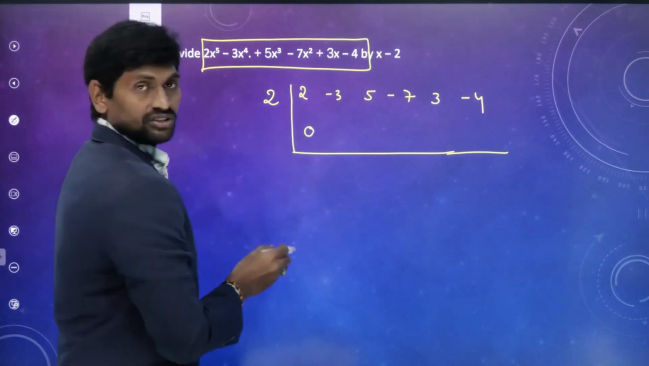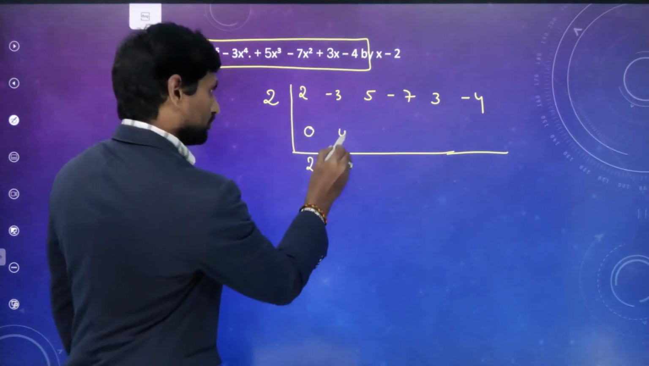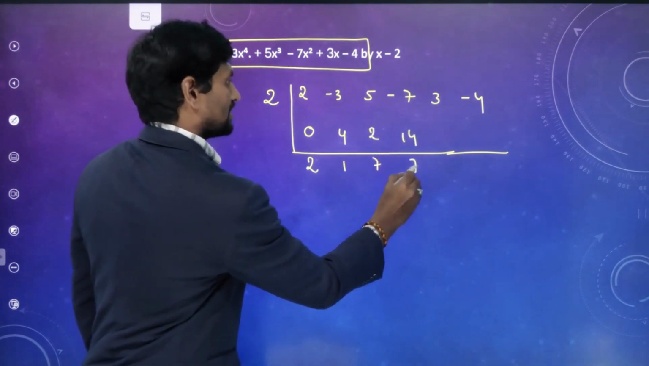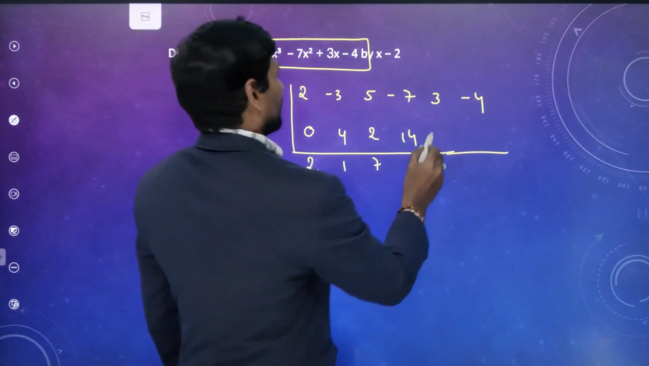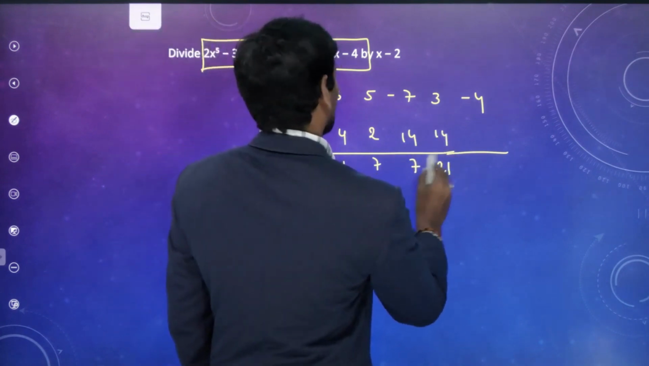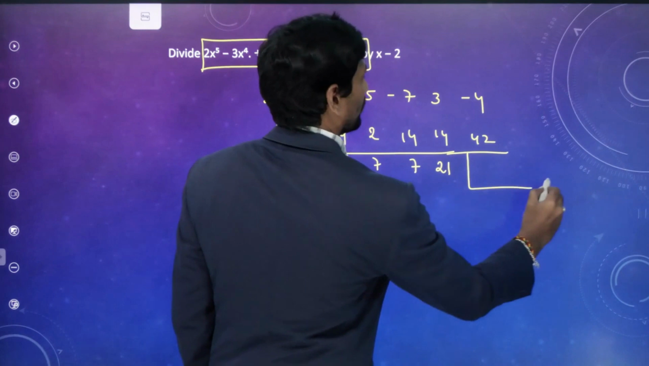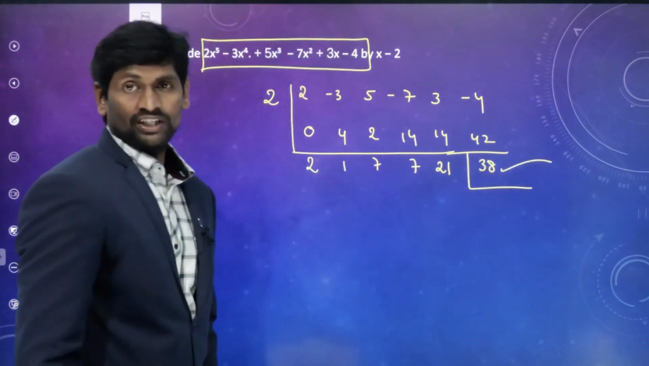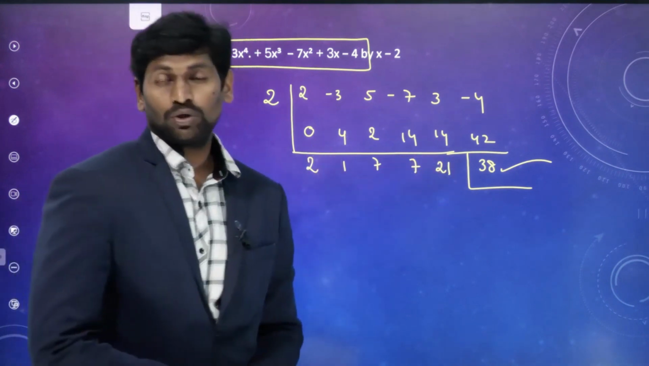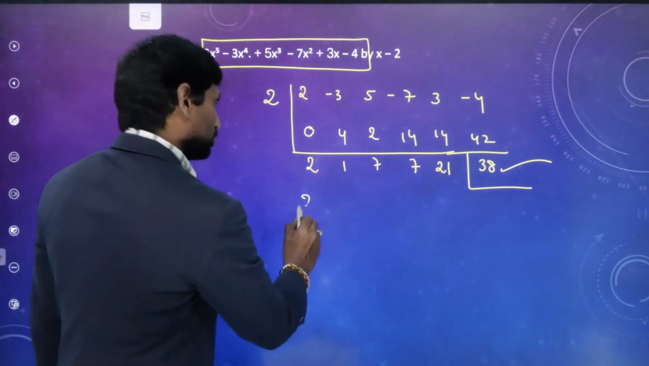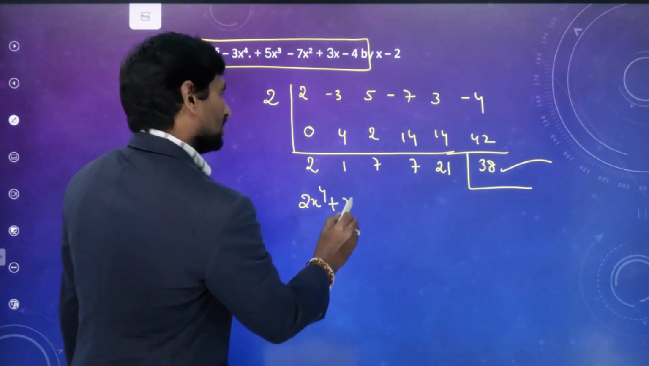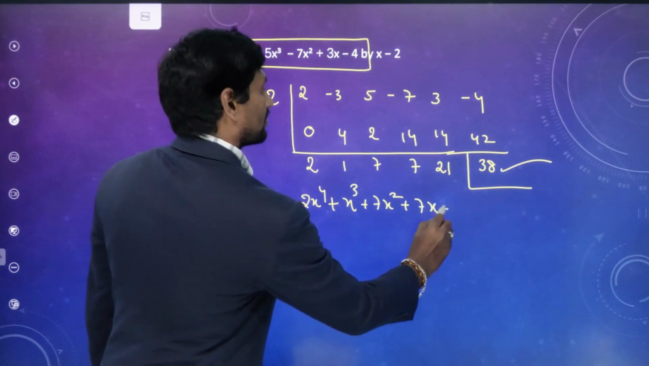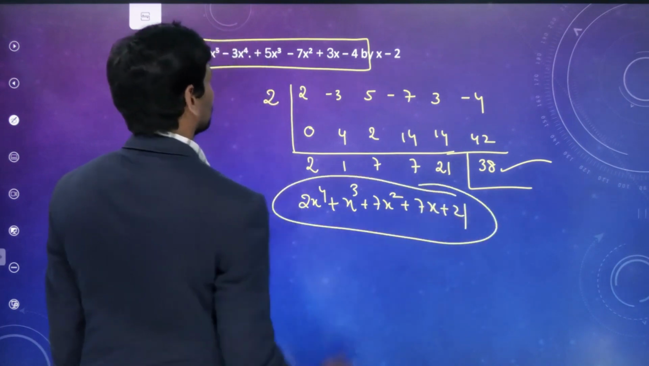So first position 0, 2 plus 0 is 2, 2 twos are 4, then 1, again 2 and 7. This will be 14, plus 7 again, and 14, 21 and 42. So the remainder is 38. So 38 will be the remainder, and the remaining is a biquadratic polynomial. So it will be 2x power 4 plus x cube plus 7x square plus 7x plus 21. Done.